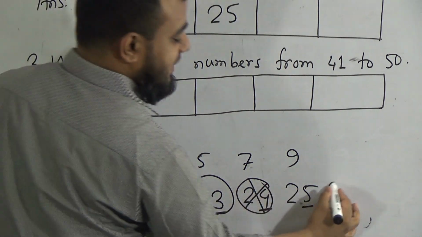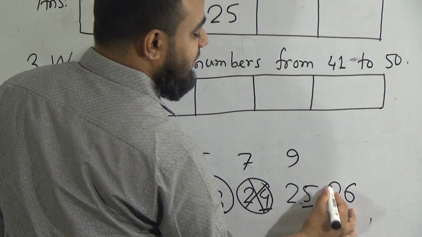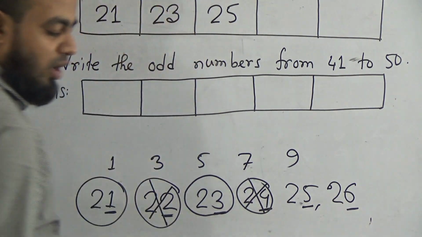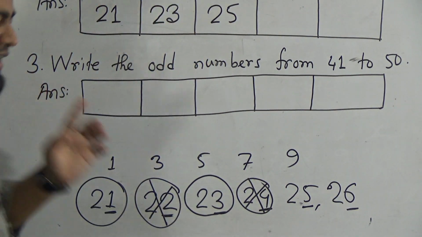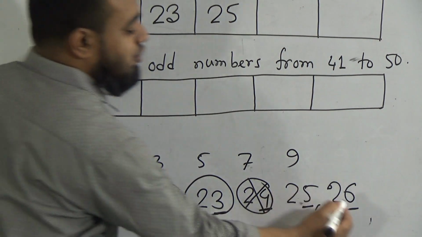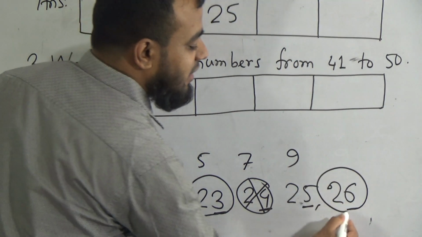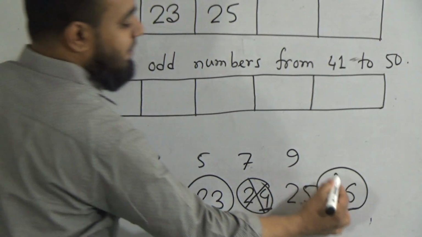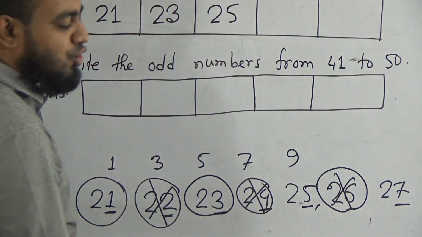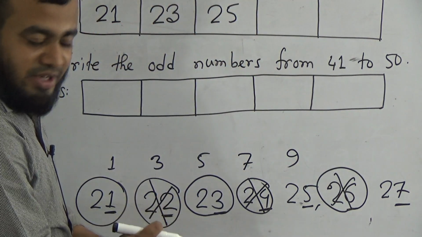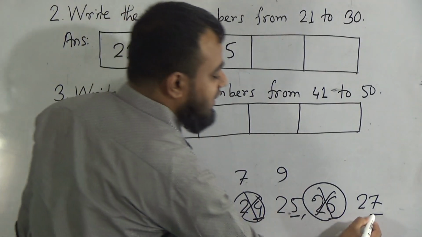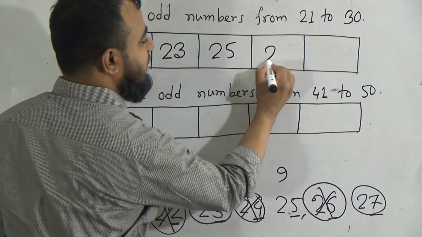Then 26. Is 26 an odd number or not? Look, 26 has 6 in the ones place, and we know that 6 can make pairs. That is why 6 is not an odd number, so 26 is also not an odd number. Now the next number is 27. 27 has 7 in the ones place, so 7 can't make a pair, and that is why 7 is an odd number. So 27 is also an odd number. We can write down 27 in the next blank.